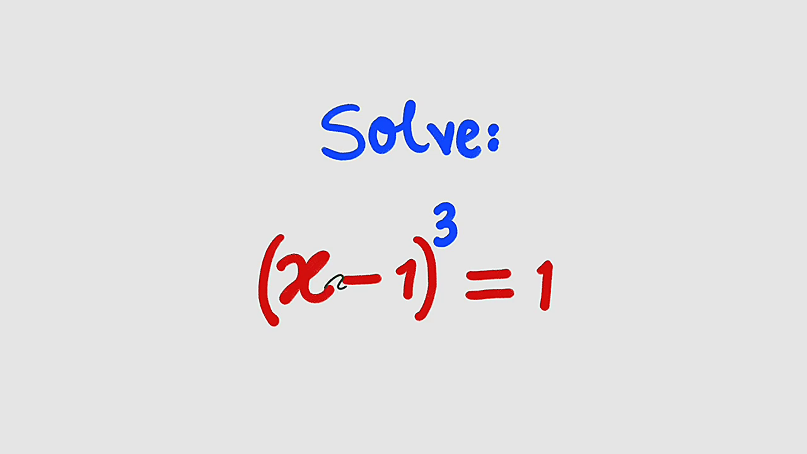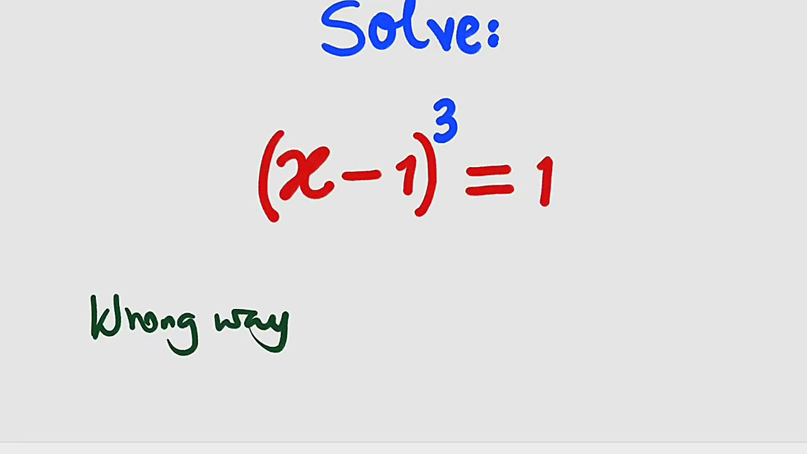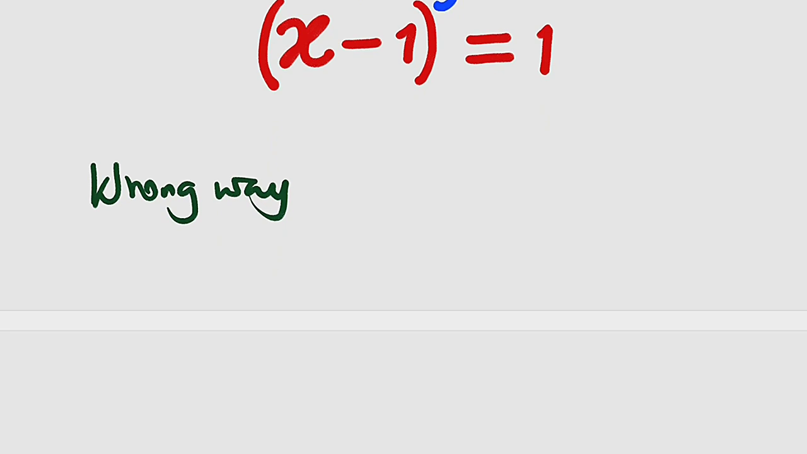We're asked to solve the equation (x - 1)^3 = 1. Let's start with the wrong way. The wrong way to solve this problem is to take the cube root of both sides.